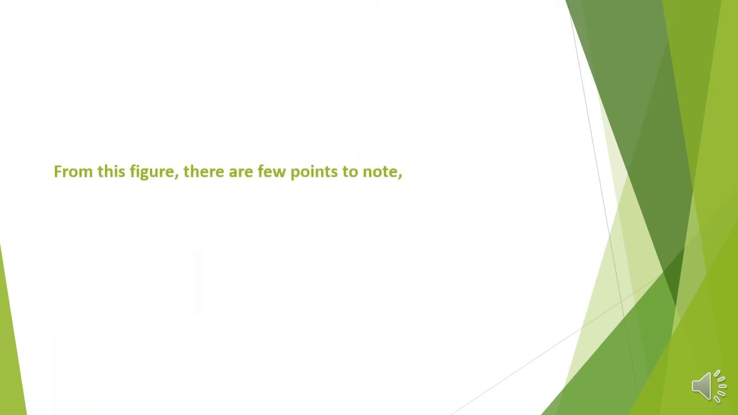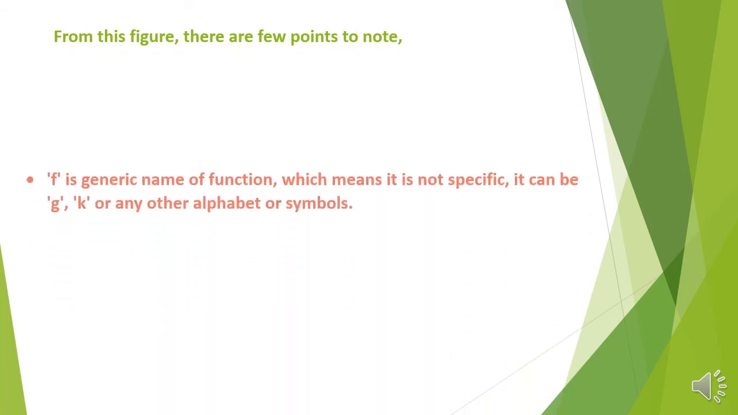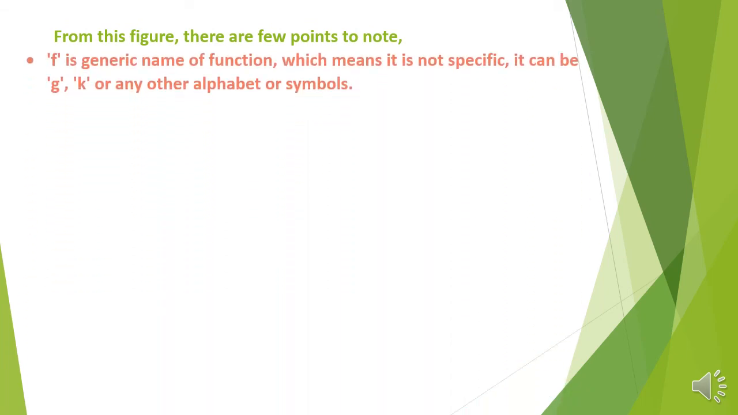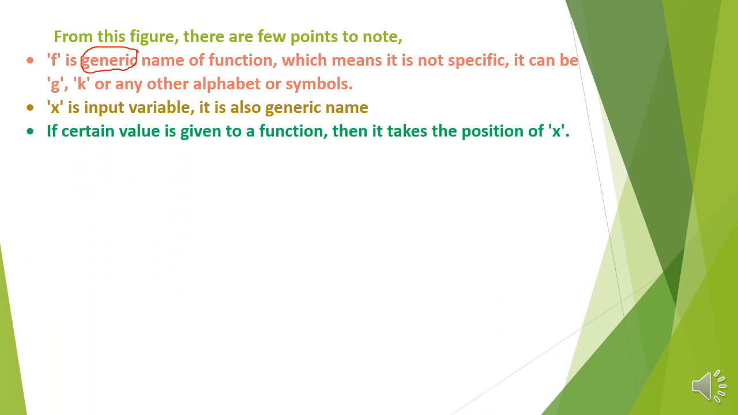And let's see a few points here. Now from this figure, we can see a few points to note. The first point is f is a generic name of the function, which means it is not specific. Universal, it is not fixed. You can have any other name for it. You can give h(x), you can give k(x). So generic means not specific. It can be k, g, h, or any other alphabet or symbol. Now x is the input variable. It is also a generic name. So x need not always be x, there it can be y, z also. If a certain value is given to the function, then it takes the position of x.